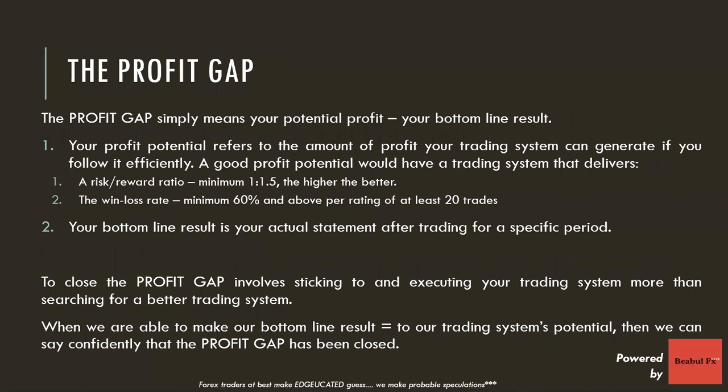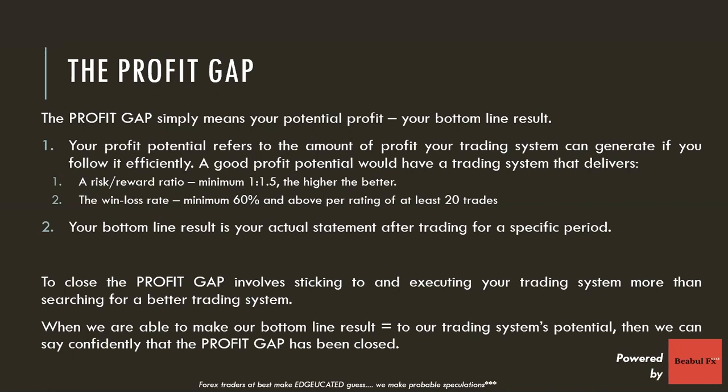The profit gap. The profit gap simply means your potential profit minus your actual result. Have you ever sat down and done some analysis, and based on your analysis, you're thinking, oh, by the time I'm done this week, I should have made $50, $100, $200, whereas by the time you're done, you're probably in a loss of $100? Well, that's what we term the profit gap. Your profit potential refers to the amount of profit your trading system can generate for you if you follow it efficiently.